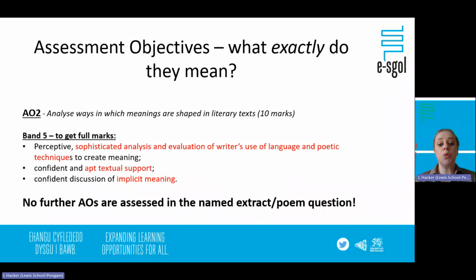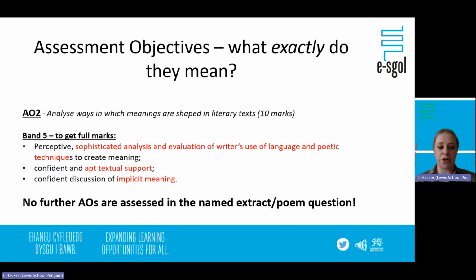Assessment objective 2 then, worth double the marks, 10 marks. Assessment objective 2 examines your ability to analyse ways in which meanings are shaped in literary texts. So this is your bread and butter, really. This is your ability to analyse the language, form and structure of the poem or extract and explore through that how meaning is created. Again, let's have a little look at Band 5 then.